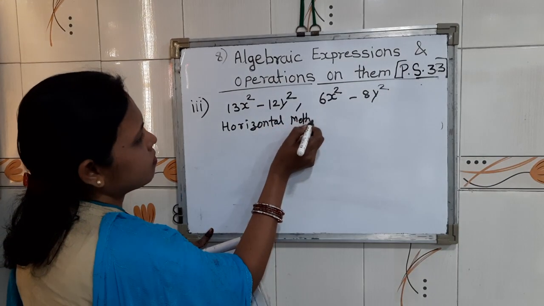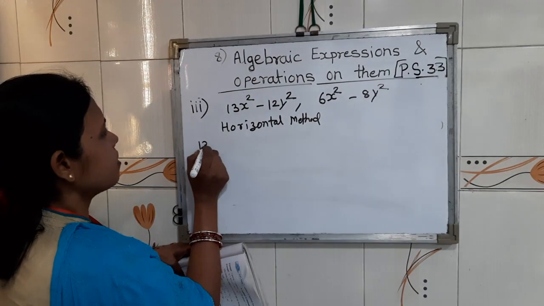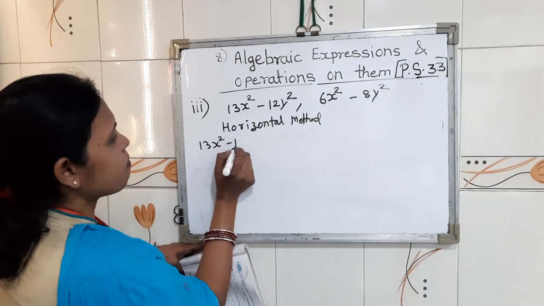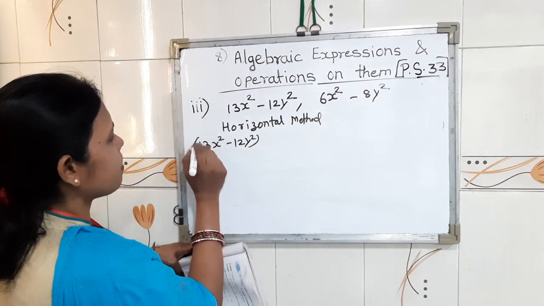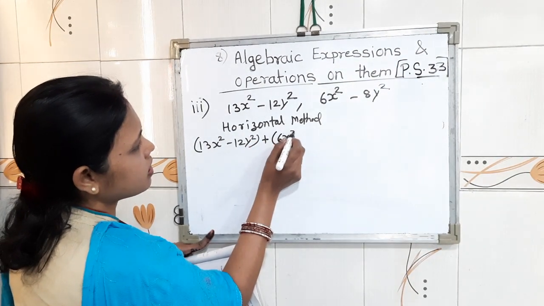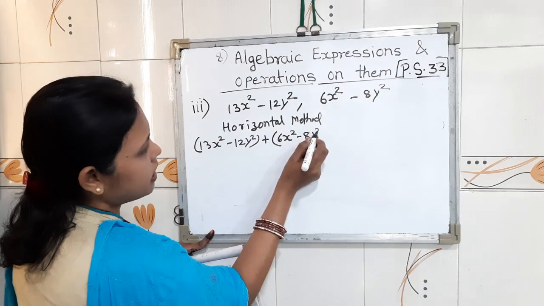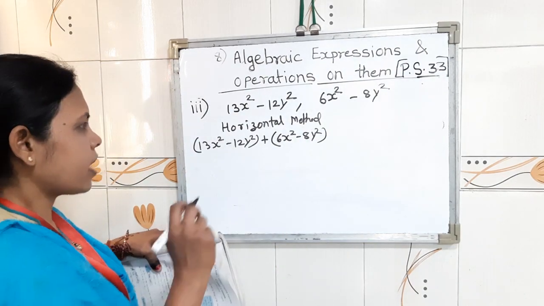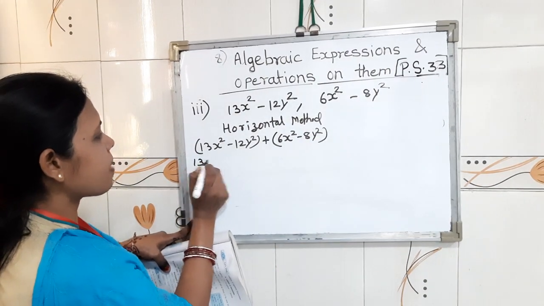Horizontal method. 13x square minus 12y square in one bracket, in between a plus sign. Second bracket, 6x square minus 8y square. When we add, we will remove the brackets.